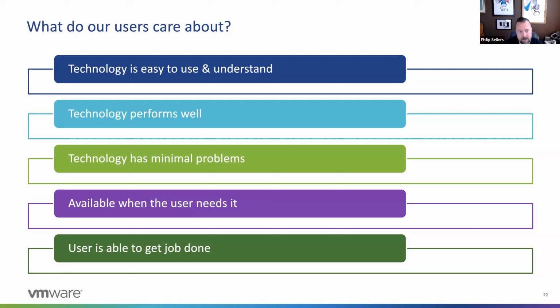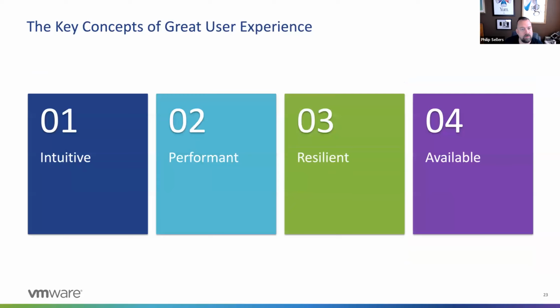Users also just care about getting to what they need when they need it. So availability is a huge, huge part of this. And at the end of the day, our users, our coworkers, they care most about just getting their job done. Those are the things that go into good user experience. And so to sum that up, intuitive, performant, resilient, and available. Those are the key concepts we're going to talk about today and focus on from a user experience standpoint.